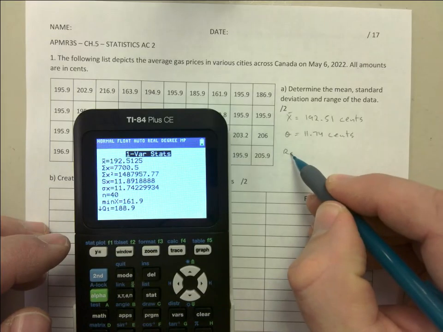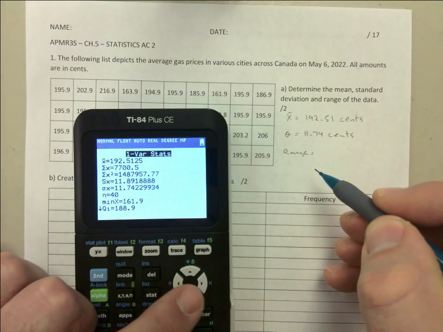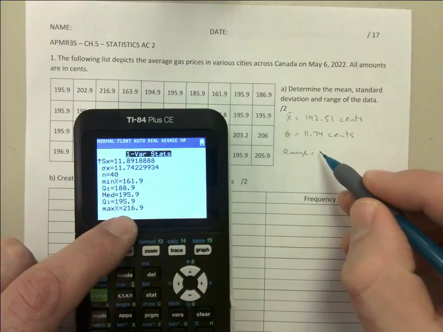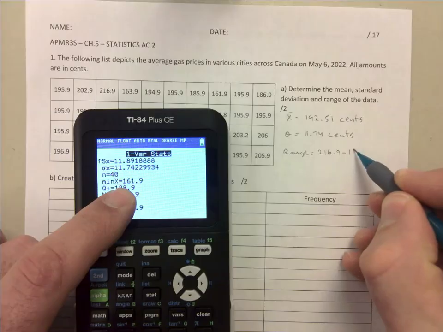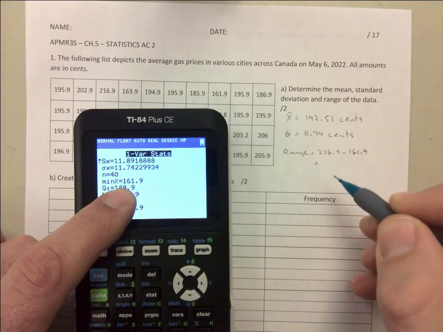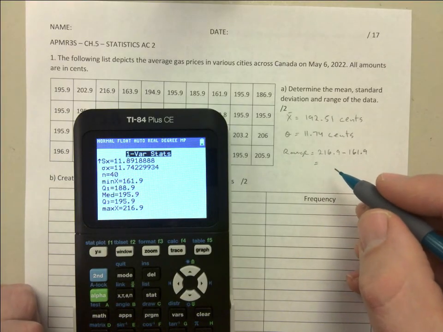Range is the largest, right, 216.9 minus 161.9, and my range is 55 cents.